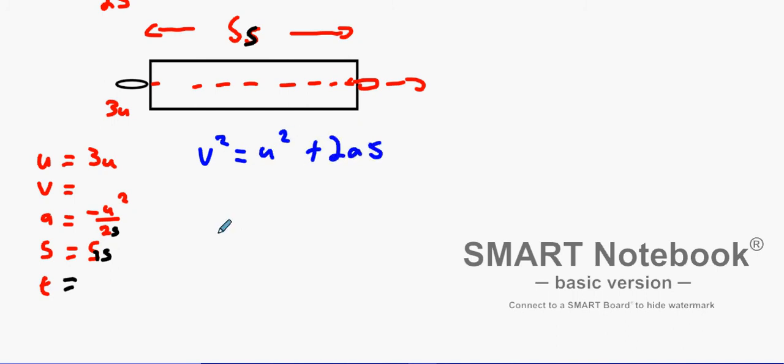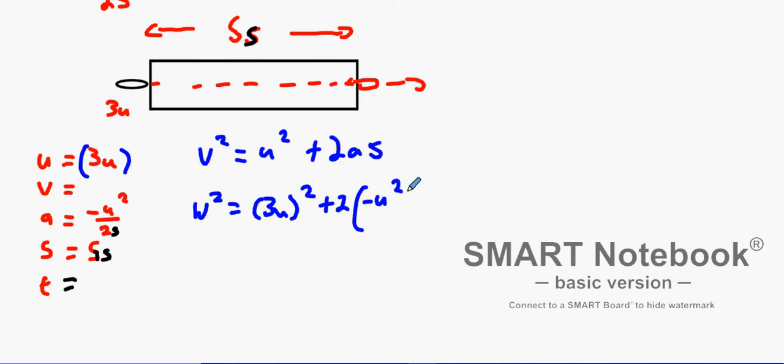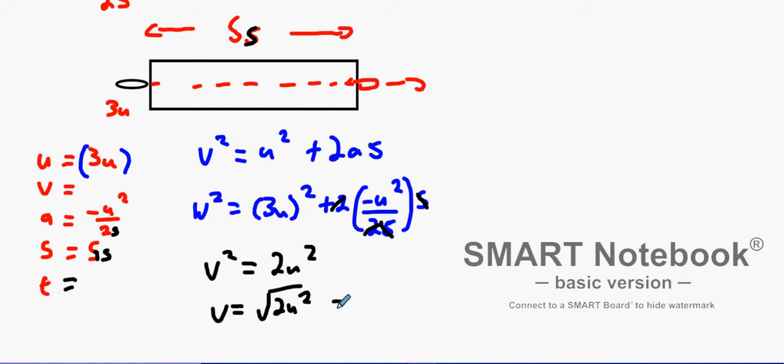So v squared is what we're looking for at the end of the day. u squared in this case is going to be 3u squared, plus 2 times a, so 2 times minus u squared over 2s, and then multiply by s. Now the s's will cancel, the 2's will cancel, and what we get is 3u squared minus u squared, so v squared equals 2u squared. Square root both sides, v is going to equal the square root of 2u squared, which is root 2 u.